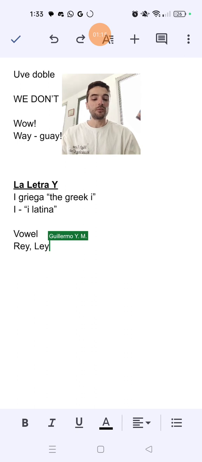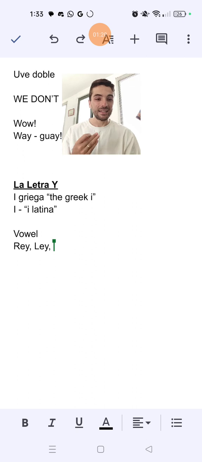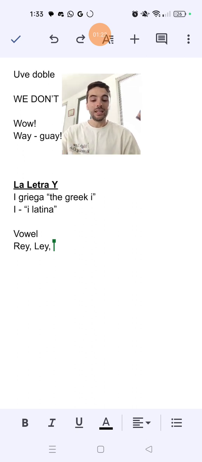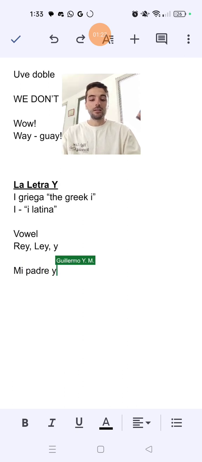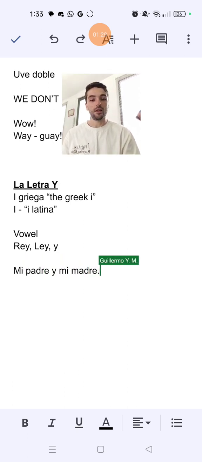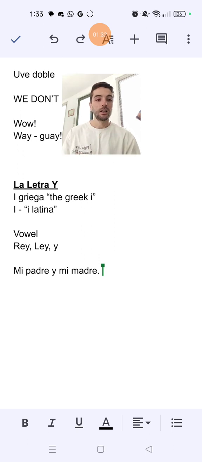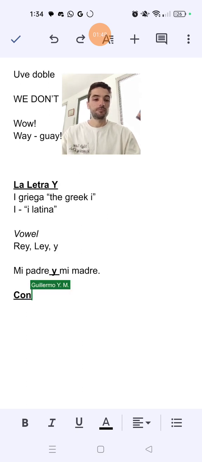Also, we use it as a vowel when we refer to and. So the way we say and in English, in Spanish, we say y. For example, mi padre y mi madre. Okay, my father and my mother. So we use the Y. This is the most common place where you would see the Y. It is not so common to see it as a vowel, but then again, it's gonna be somewhat common to see it as a consonant.